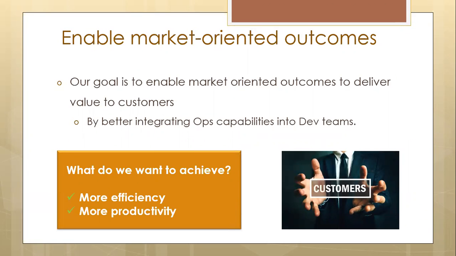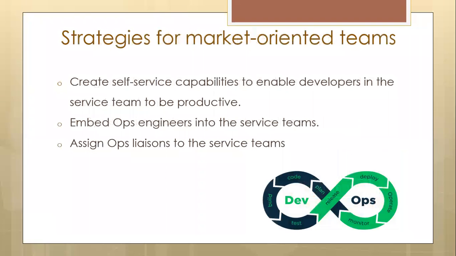What do we want to achieve with this? Well, we want to achieve more efficiency and more productivity, always thinking on our customers and the outcomes that we will have with all these changes and all these integrations. We have different strategies that we can use for market-oriented teams. For example, we can create service capabilities to enable developers in the service teams to be more productive, embed operation engineers into the service teams, or assign operation liaisons to the service teams.